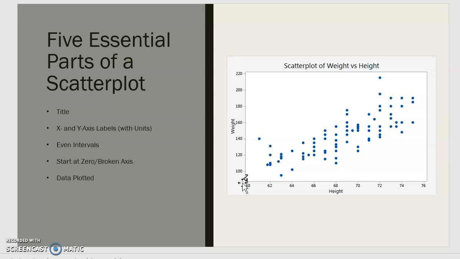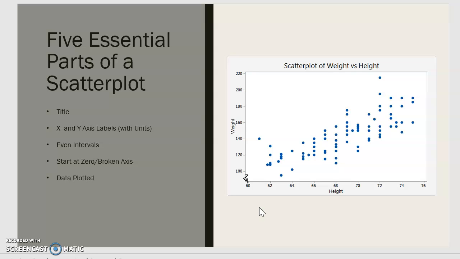So when we start at the origin, we don't have to draw this weird squiggle because we're starting at 0, 0. But if we want to start somewhere else, for instance, in this one, it doesn't make sense to have a height of 0 or a weight of 0. So we are starting with 60 and 100 as our first labeled units. So then we have to draw this weird little squiggle that basically just represents, hey, I'm not starting at 0, 0, but it's somewhere back there if we were to expand this graph.